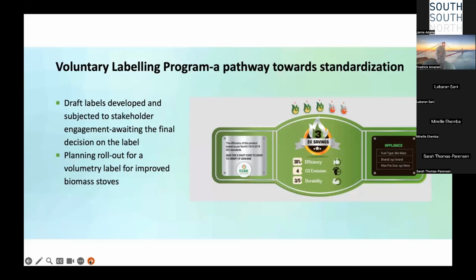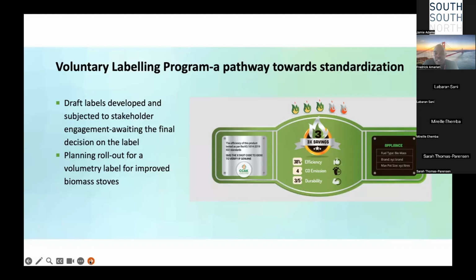So yeah, coming down to the label. We have come up with a couple of labels and we're looking at this as a pathway towards standardization. We have drafted some labels. We have already sought comments from the stakeholders on which will be the best. And the one I show here is the one that most likely is emerging as the best one from the stakeholders engagement that was done.